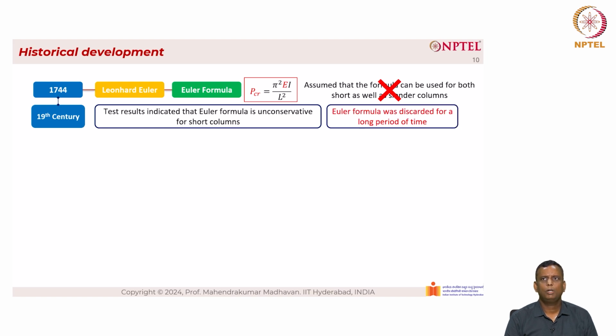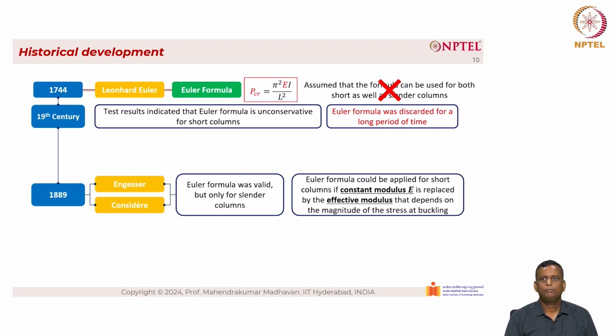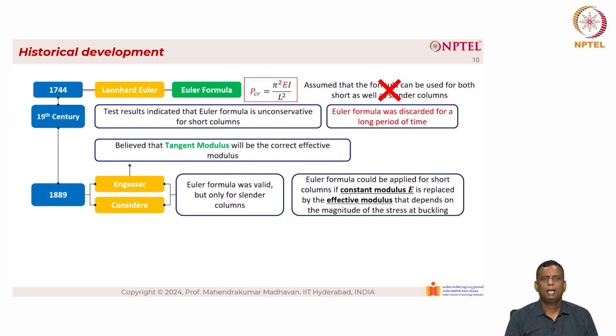Euler formula was discarded for a long period of time. Again in 1889, two researchers, Engesser and Considere, stated that the Euler formula was valid but only for slender columns. So the Euler formula could be applied for short columns if constant modulus E is replaced by the effective modulus that depends on the magnitude of the stress at buckling. Engesser believed that tangent modulus will be the correct effective modulus and hence introduced the tangent modulus theory.